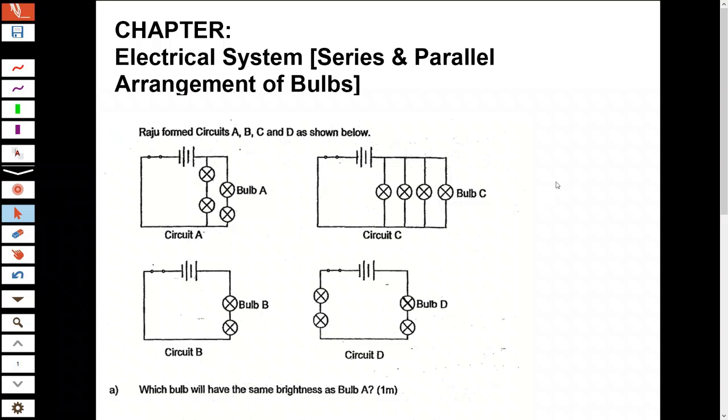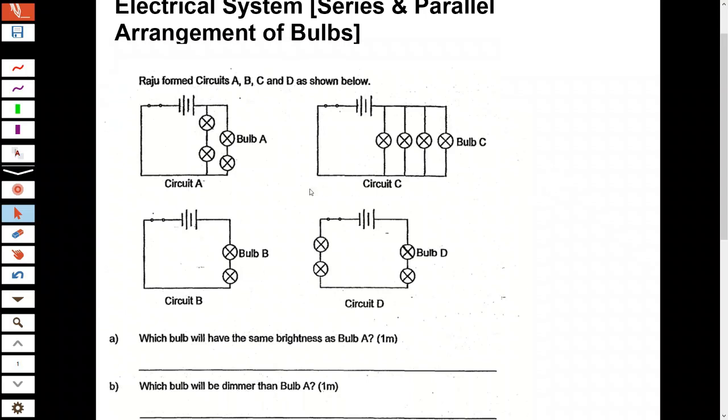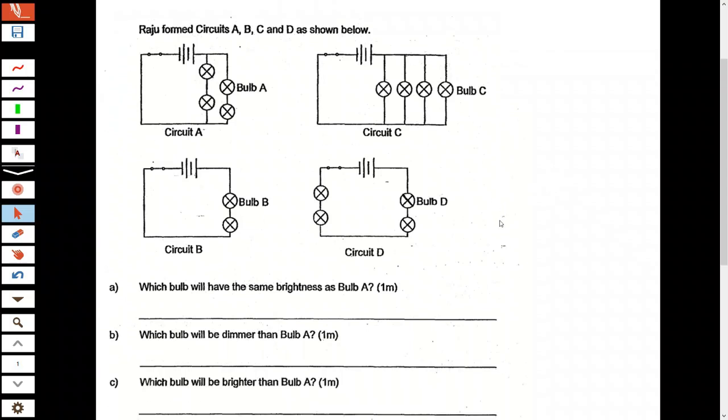Raju formed circuits A, B, C and D as shown below. So over here we can see four circuits. Which bulb will have the same brightness as bulb A? Which bulb will be dimmer than bulb A? And which bulb will be brighter than bulb A?